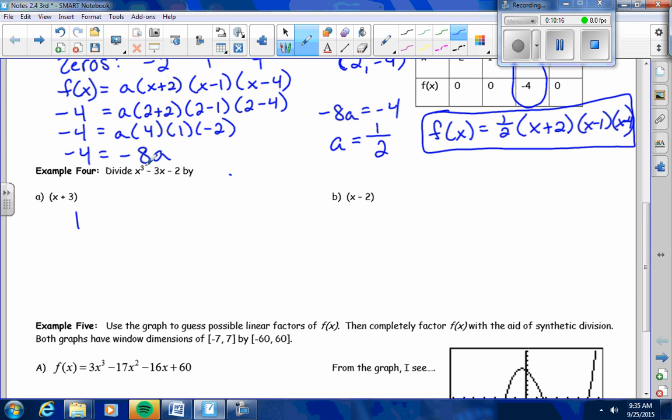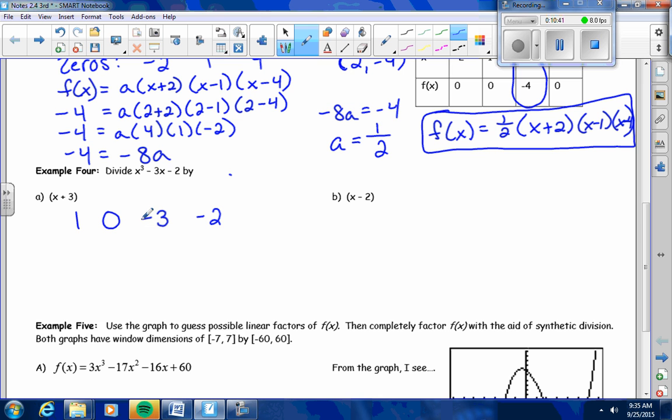Going down from x cubed would be x squared. Do we have that term? No, so I need a placeholder of 0 for the x squared term. Do we have an x to the first term? Yes, and what is that coefficient? So -3, you have to take the negative sign with it. And then an x to the 0 would be the constant, which is -2.